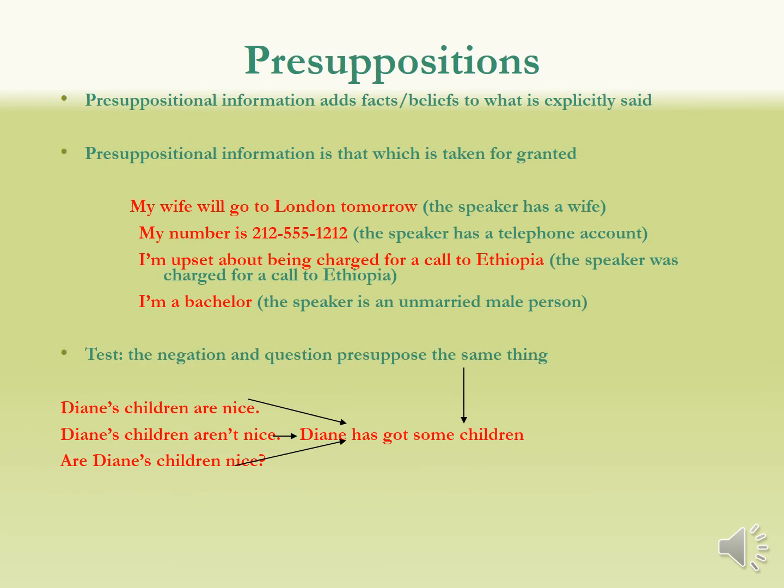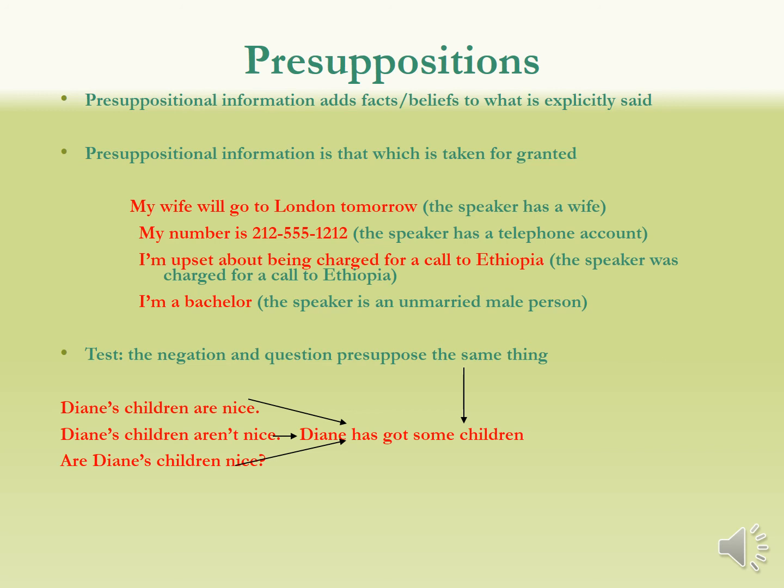After that, presupposition is also a major part of the topic. Sometimes we assume the fact, we assume the belief, we assume things that can be interpreted, or that can be narrated, or that can be associated by other people. But assumptions are very much different from implicatures. Sometimes we assume things that are not actually so. Presuppositional information adds facts and beliefs to what is explicitly said. Presuppositional information is what is taken for granted.